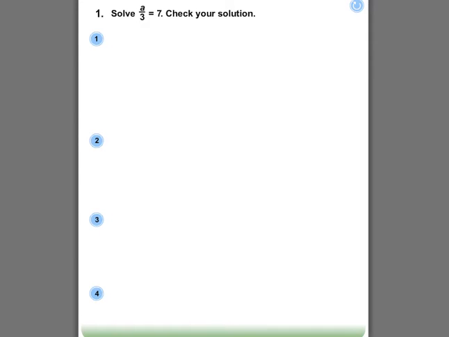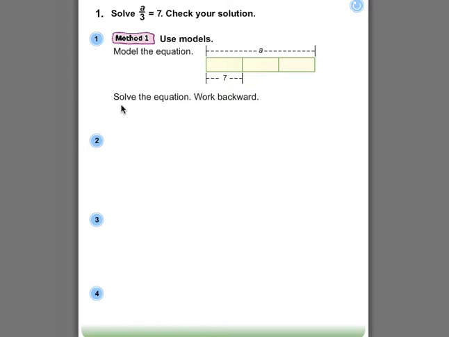Okay, solve a over 3 equals 7 and check your solution. Method 1, to use models. You can model the equation. A is the complete amount, 7 is a portion, and there's 3 portions. So that's going to tell us that 3 times 7 is 21.